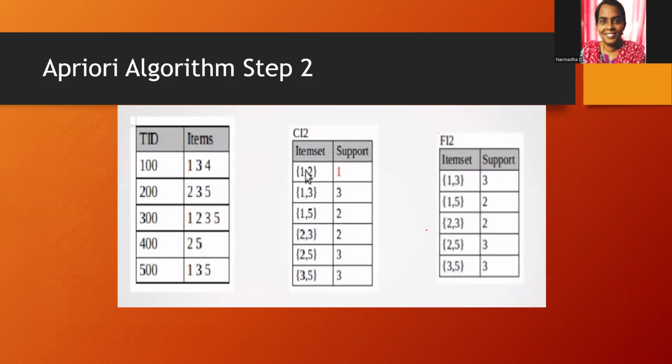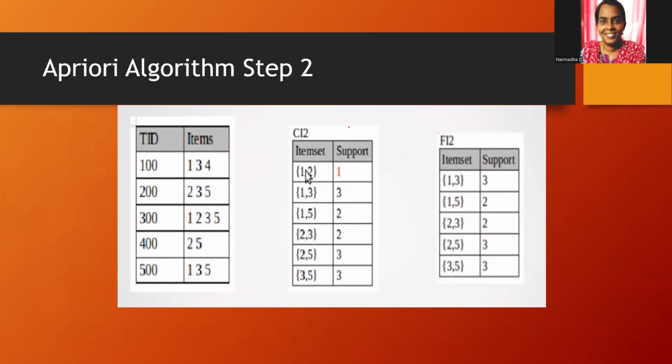Initially, from candidate 1 item set, we generated frequent 1 item set. From frequent 1 item set, we have generated candidate 2 item set. So we are getting the combinations 1, 2, 1, 3, 1, 5, 2, 3, 2, 5, and 3, 5.